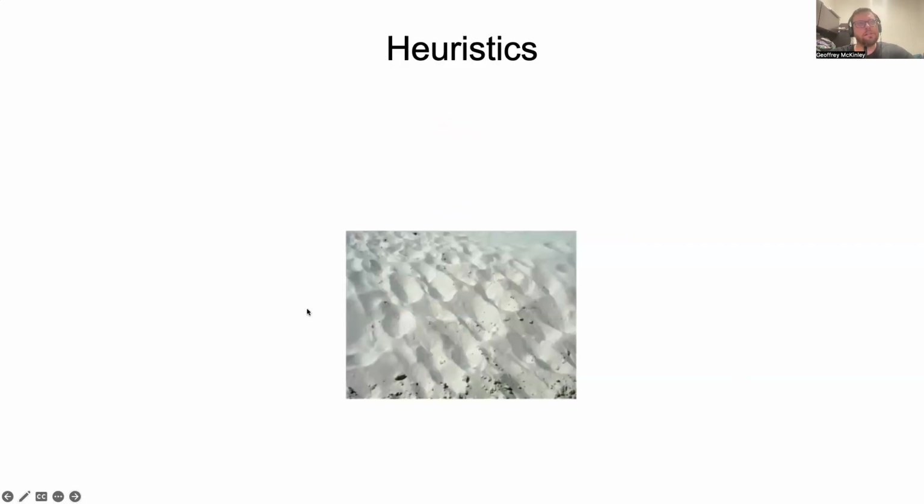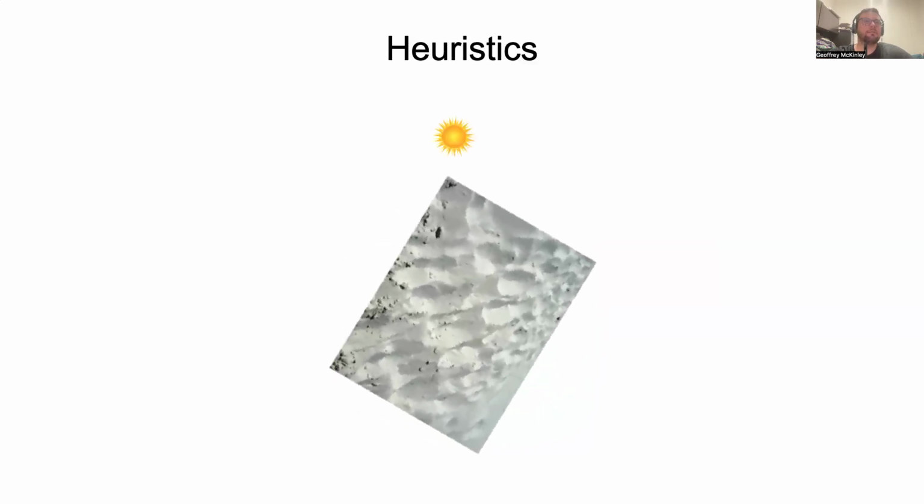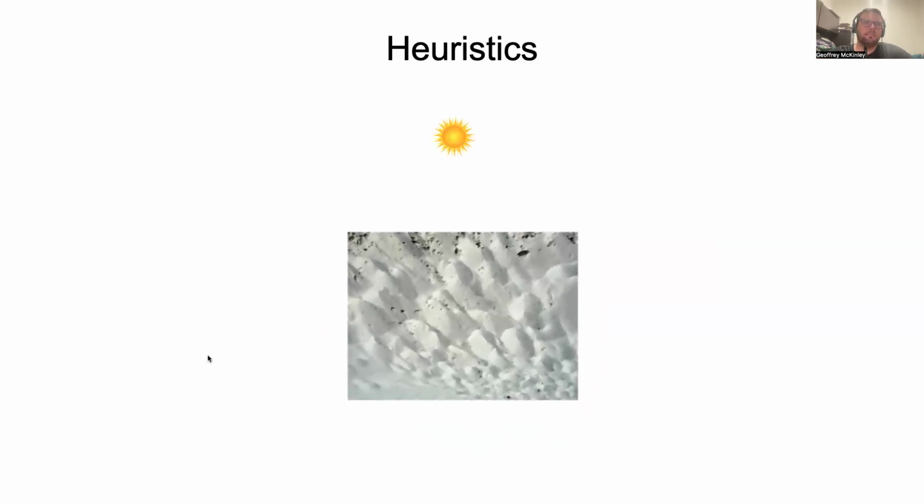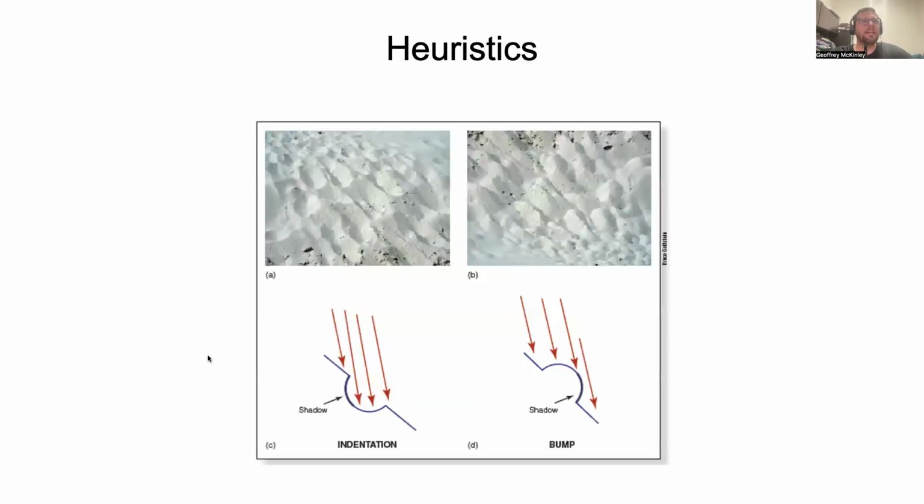Here is just another example, right? You probably view these as footprints or indentations in sand. If we flip it, you likely maybe see it as bumps, though I don't really see it. But the idea here is that when light comes from above and it's indented, the light hits the bottom of the circle and then there's a shadow at the top. Whereas when it's a bump, the light hits the top of the circle, and there's a shadow on the bottom of the bump.